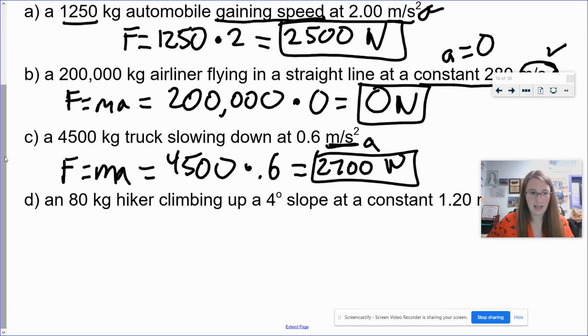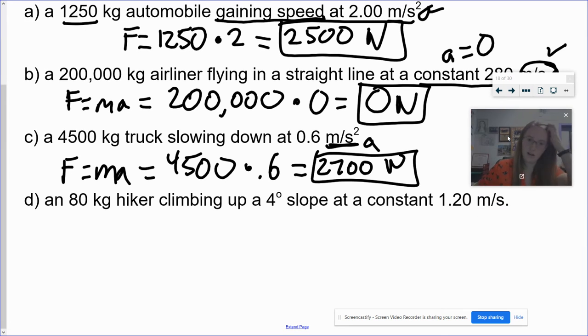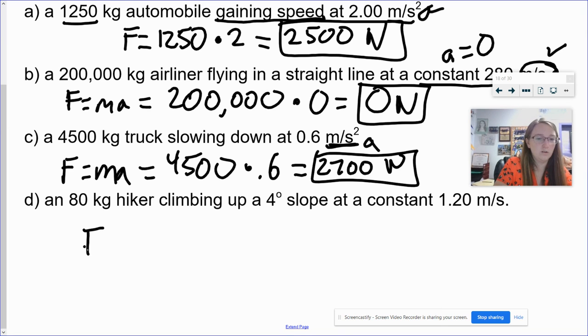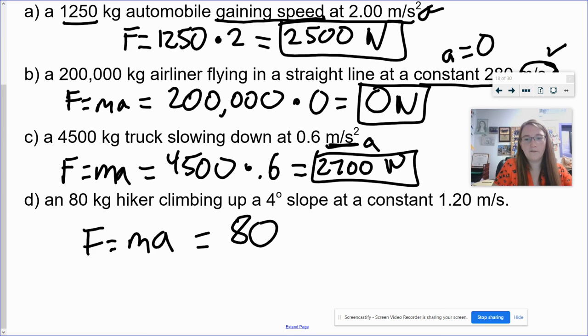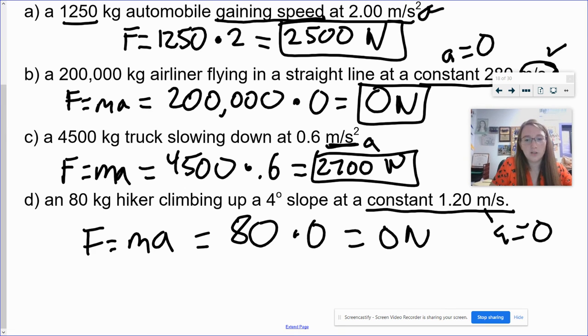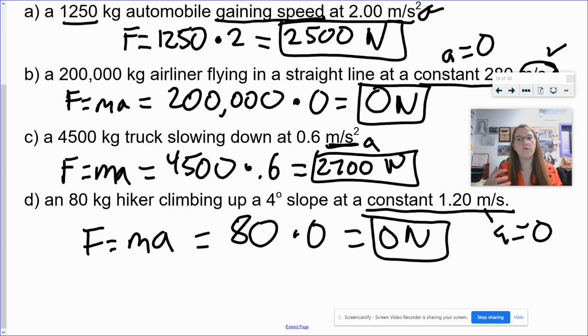And the last one, an 80 kilogram hiker climbing up a 4-degree slope at a constant 1.2 meters per second. So force equals MA. My mass is 80. Climbing up at a 4-degree slope, that doesn't matter, that's fine. We're just climbing this mountain at a constant velocity. A equals 0. So you should have gotten that there's also no force they're feeling. They're just walking up nice and slow, constant velocity.